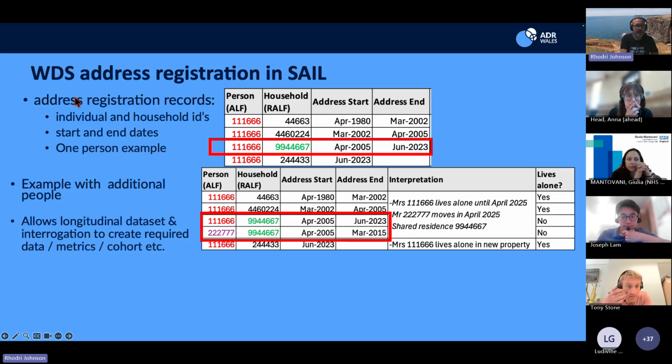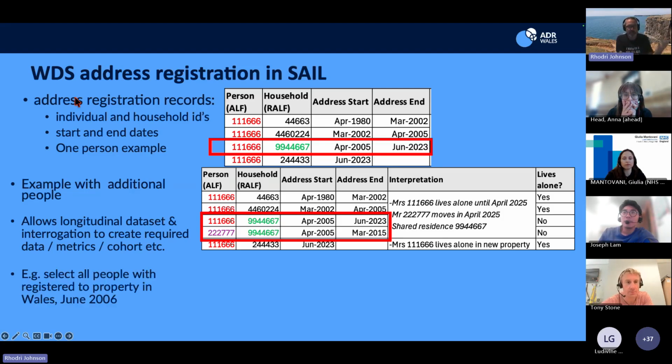And then on the right hand side, I haven't highlighted it, but lives alone flag: yes, lives alone, yes, lives alone. Then when Mr. 222 comes in, the person's no longer living alone, they're living with somebody, but then later on they're living alone again. So once we've got this data in this format, you can mess about with it any kind of way you want to create variables, track history, link it to exposures, etc. for different types of studies. But in this one, it's just looking at living alone over time.